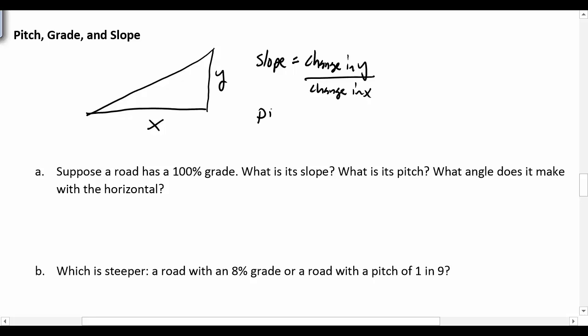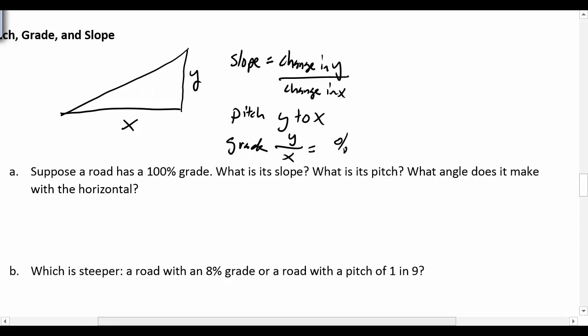When we talk about the pitch, we talk about it in terms of how far up versus over. So we talk about it in terms of y to x. We put numbers in with that, so we say it's y feet in x feet, and then the grade is the percent. So we actually take the y and divide it by the x and get a percent of some kind.